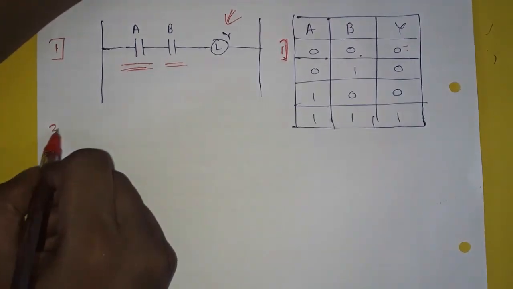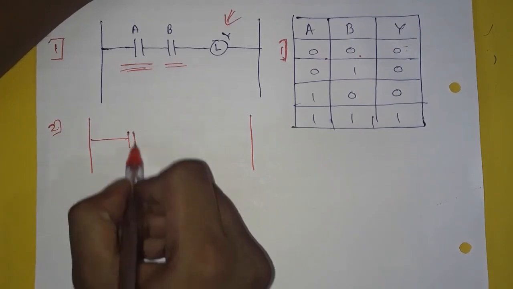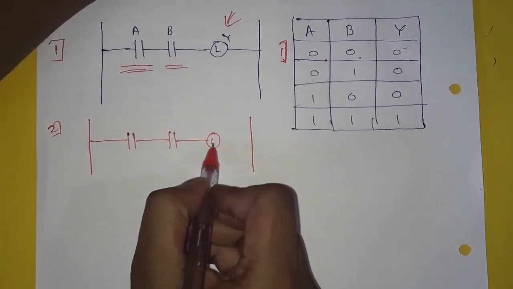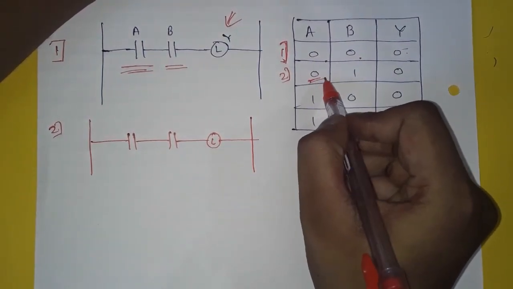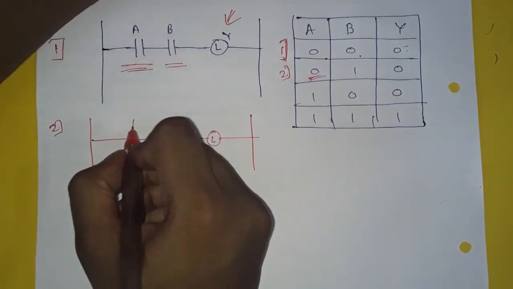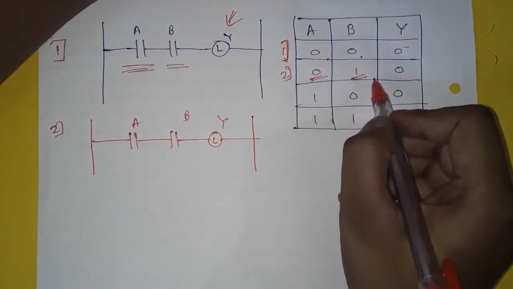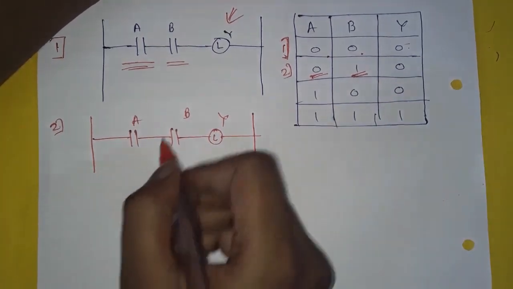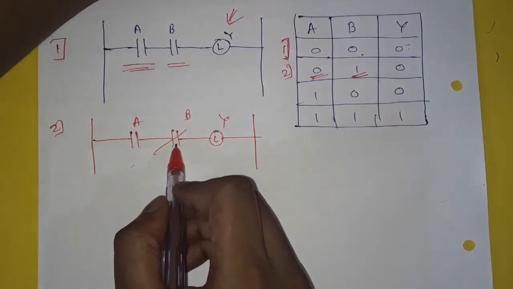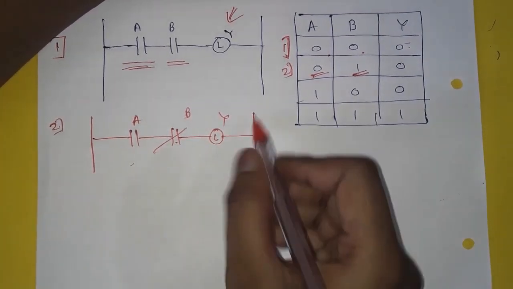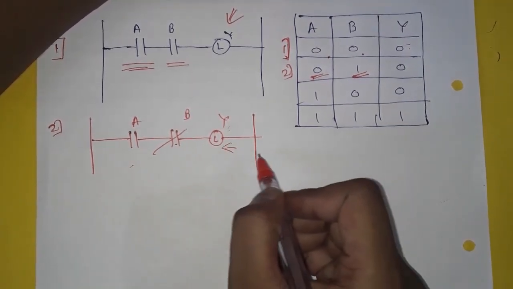And the second condition, let's see, normally open both and this is lamp. In the second condition, A will be de-energized and B will be energized. So here also this will be energized, so it will get closed, but our lamp will not glow in this condition.